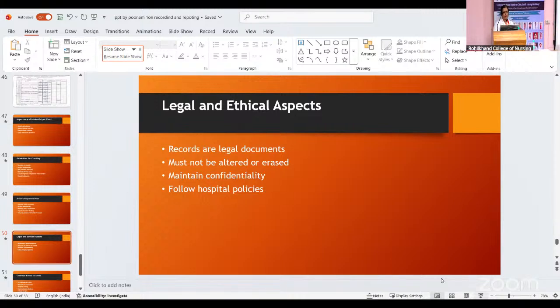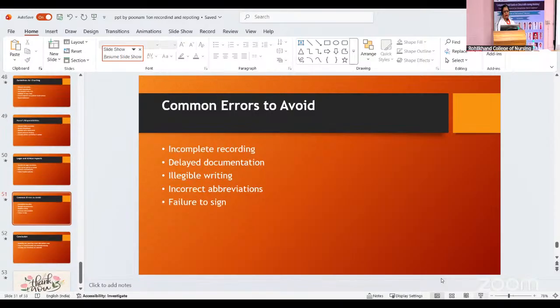This is a very important part. Maintain confidentiality. Always you have to maintain confidentiality. Follow hospital policies. This is also one of the main important parts. कि आपको हॉस्पिटल पॉलिसीज को वॉइड नहीं करना. Always go with the hospital policy.